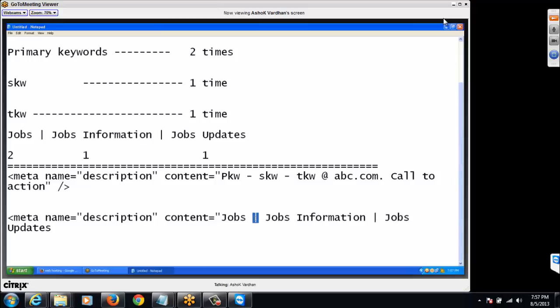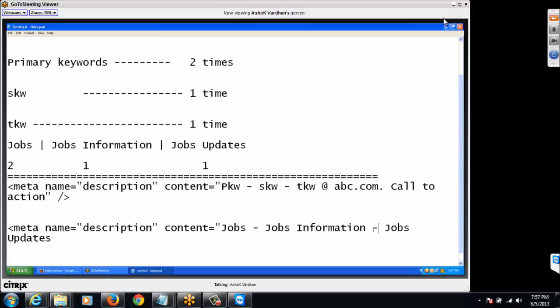And jobs of information at your domain name dot com. Log on to our website, get free jobs alerts, something like that. Because this is the call to action.